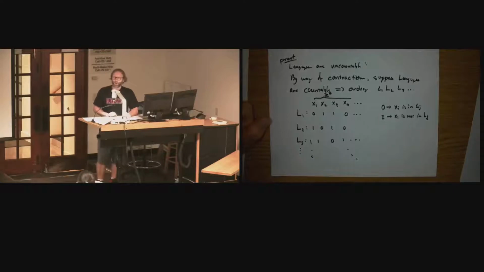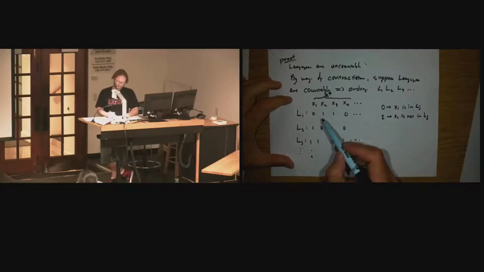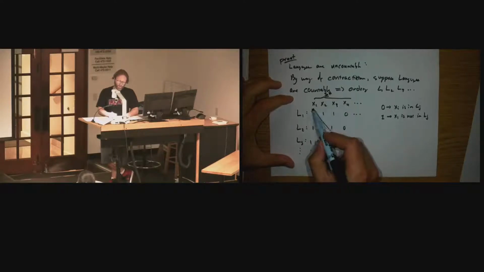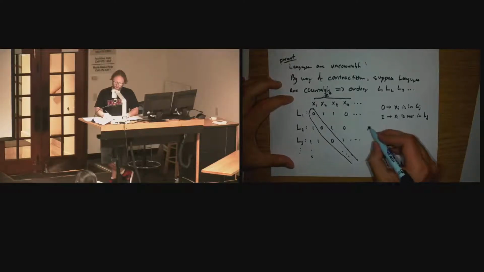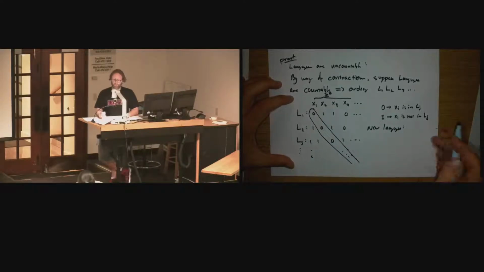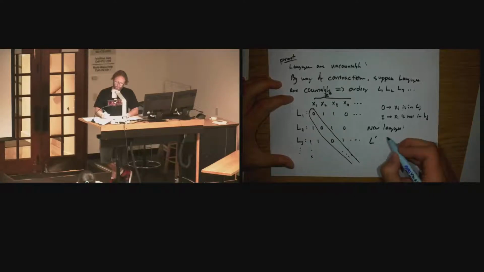Right? Now here's where Cantor's diagonalization argument comes in. What he did was, and unfortunately I drew them all as zeros, he went along the diagonal, right? Dot, dot, dot. And he constructed a new language. Actually, he didn't do this with languages, he did this for the reals, but it's the same basic argument. Here's a new language, L prime. L prime is going to consist of all x sub i such that L sub i rejects x sub i. Right? There we go.